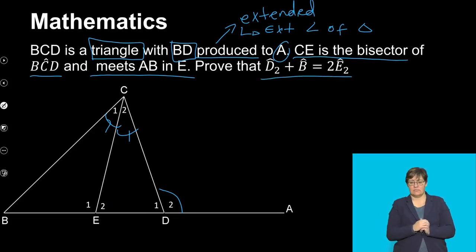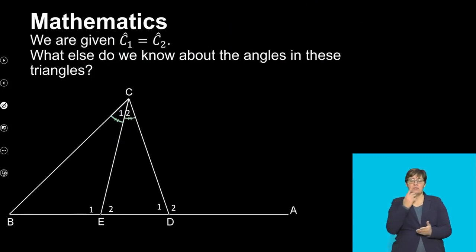So we are required to do that. But before we even entertain the question, let's actually apply what they've told us in the diagram properly. We know that C1 is equal to C2. That's a given to us. Now, what else do we know about the angles in these triangles, right? We need to try and apply other properties that we know.